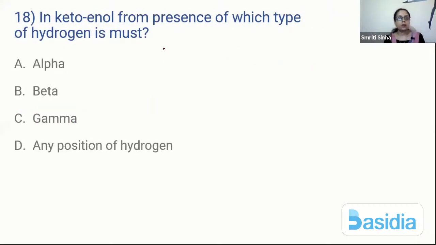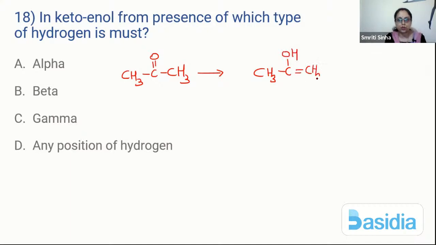Next, in keto-enol form, the presence of which type of hydrogen is a must? So if you want to form a keto-enol form, which type of hydrogen do you need? This is the keto-enol form for acetone. So which type of hydrogen do I need? I need alpha hydrogen, means hydrogen present on this alpha carbon. So answer is option A.